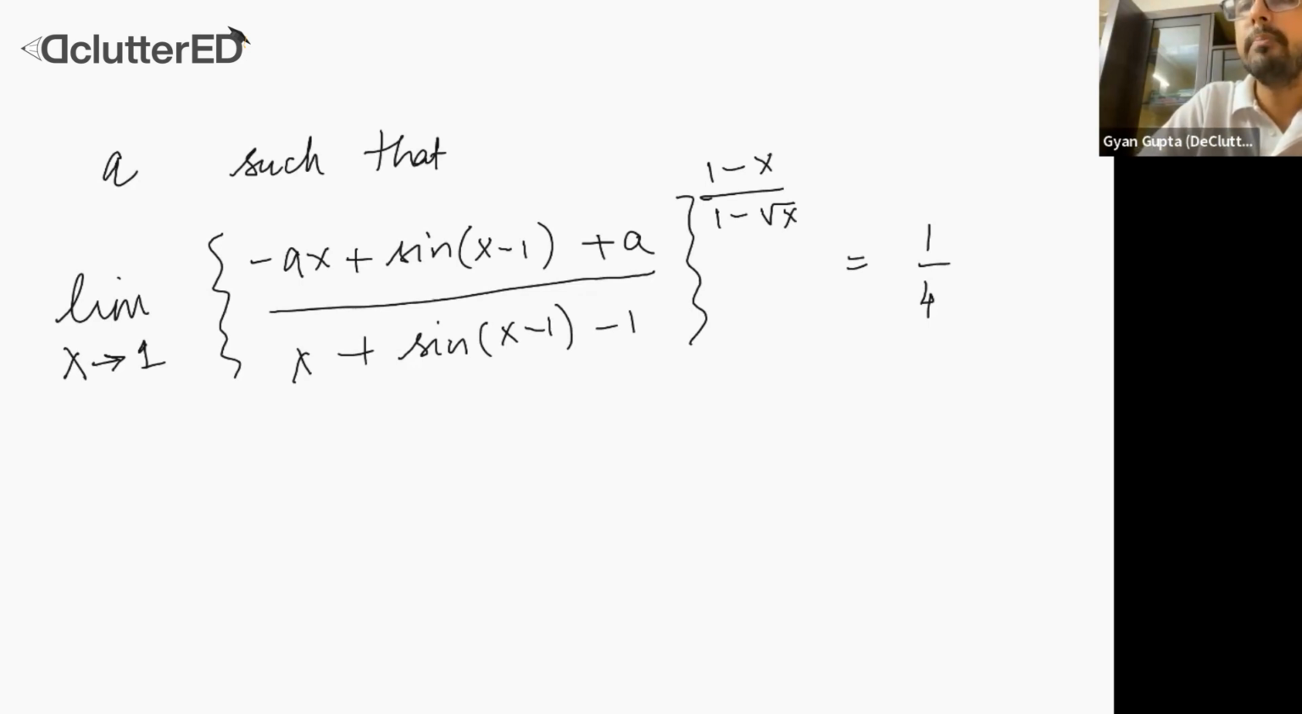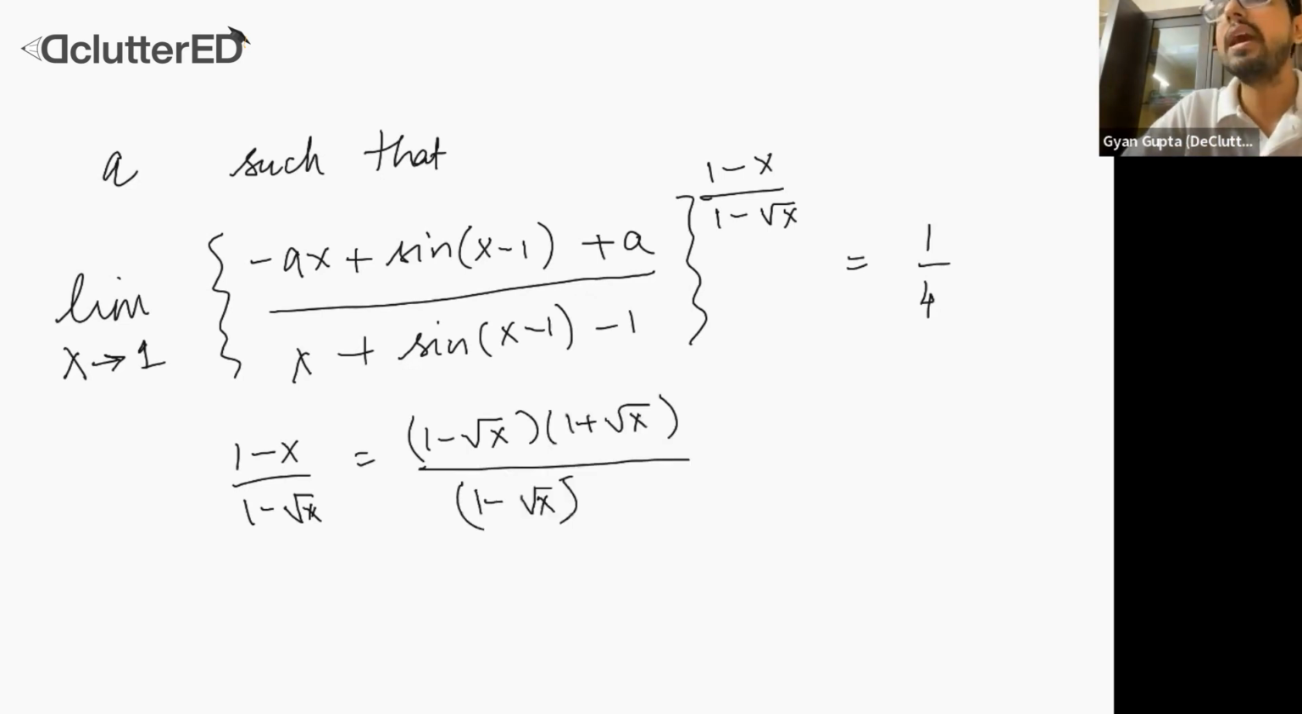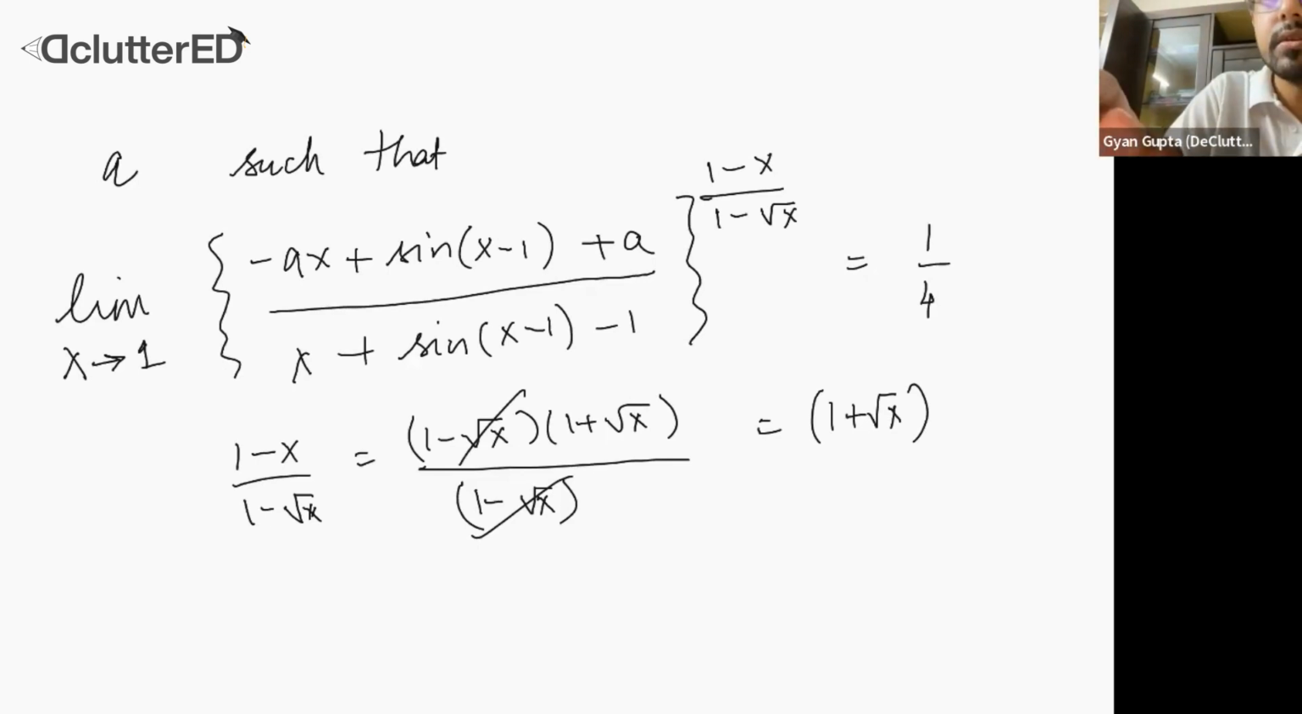If I focus on the power, it is (1-x)/(1-√x), which is nothing but (1-√x)(1+√x) over (1-√x), applying the a² - b² = (a-b)(a+b) formula. And the power is nothing but 1 + √x. Now, this is not of a zero form. Hence, I have simplified the power to the best possible extent. Now, let us focus on what is inside the bracket.